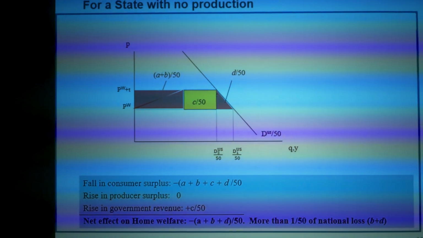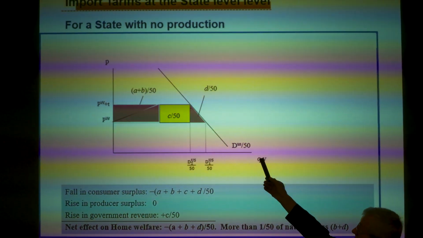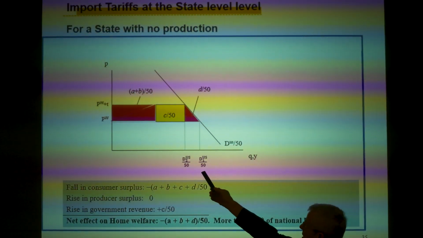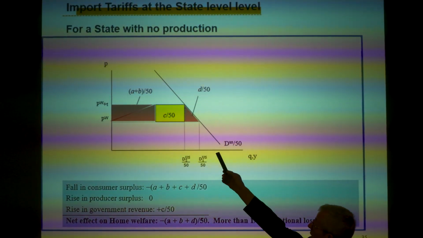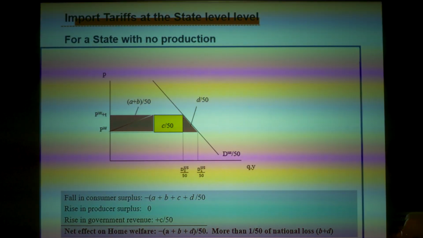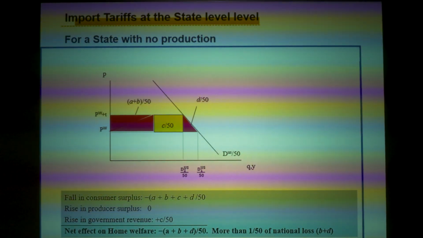So here's a state with no supply. No supply, so I've got no supply curve. I've got my US demand curve. Just take that national demand curve, divide it by 50. I've got my two demand points, divided by 50. There's my tariff revenue divided by 50. And I even have those areas A, B, C, D. Each of those are divided by 50.